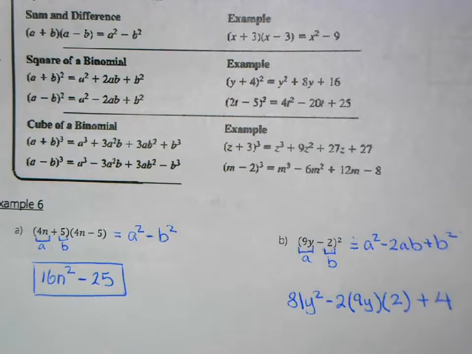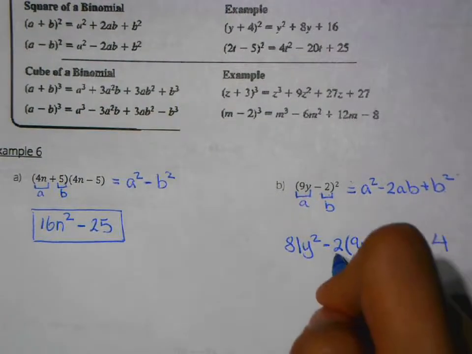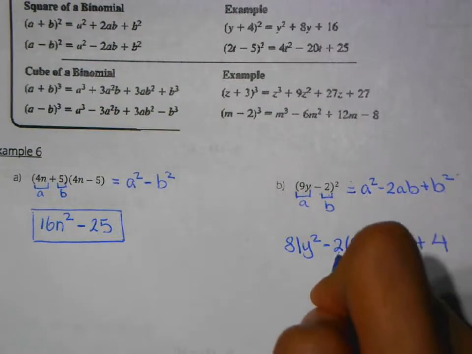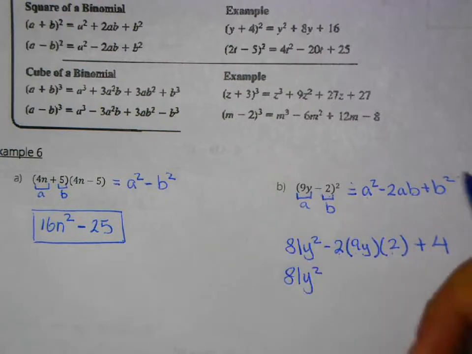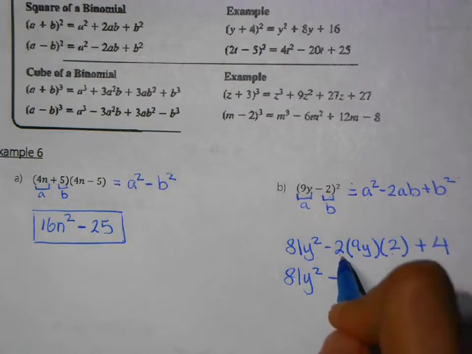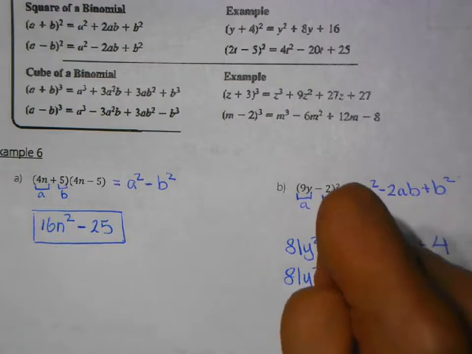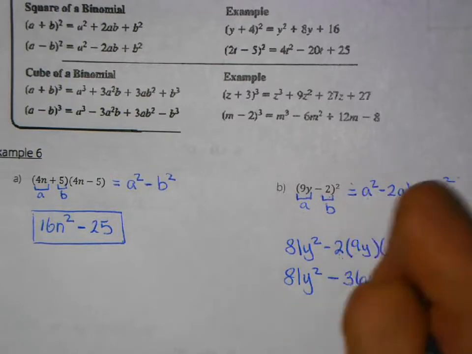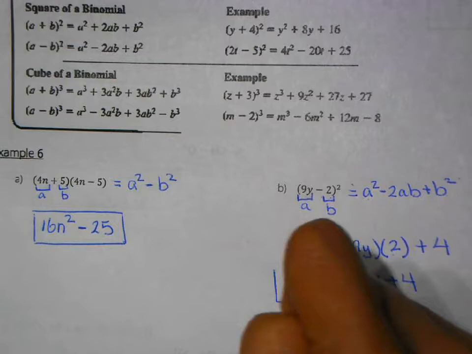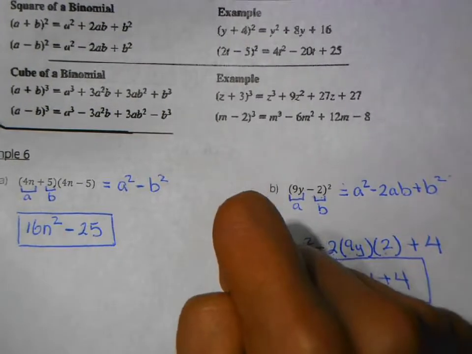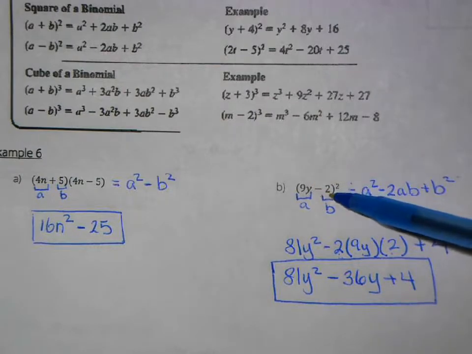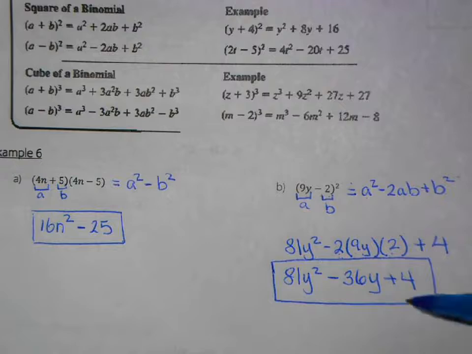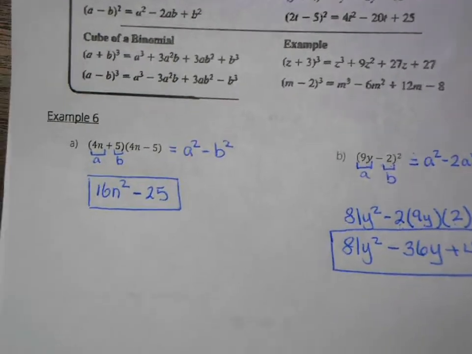Let's make sure you work out the middle term. 9 times 2 times 2, or 2 times 9 times 2. So that's going to give me 81y squared minus 2 times 2 is 4. 9 times 4 is 36. y plus 4. And that would be my solution, my product. Again, if you do the array model, 9y minus 2 times 9y minus 2, that would give you the exact same answer. Let's take a look at one that has a cube in there.